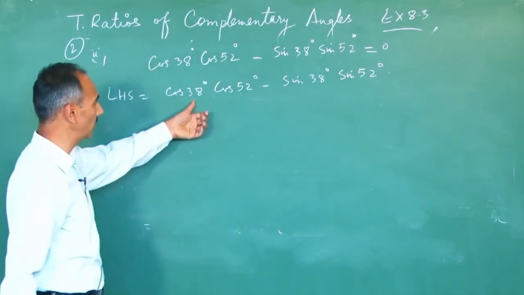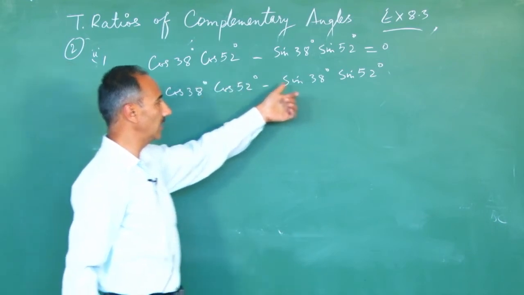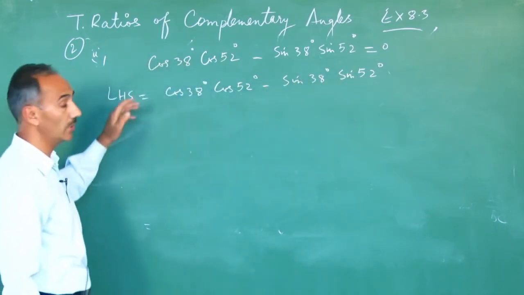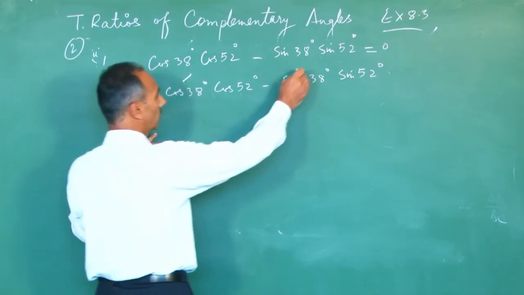See, we are observing 38 and 52, they are complementary. 52 plus 38 is 90. 38 and 52, same, they are 90. So we are changing one of the T ratios. Let me change the first one here.